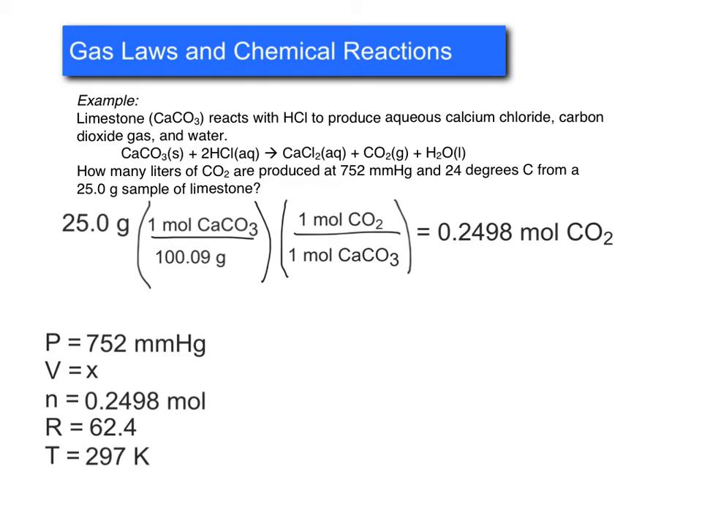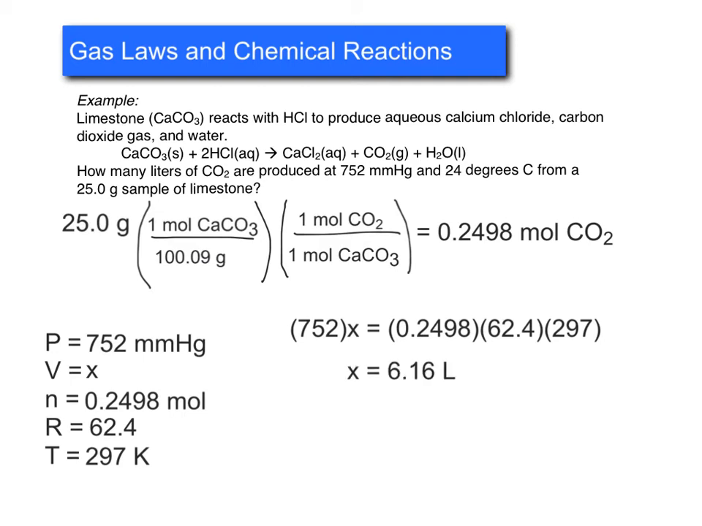Now we just plug all that into our equation, and we'll have 752 times X is equal to 0.2498 times 62.4 times 297. If we solve for X, just using basic algebra, we get X equals 6.16 liters of CO2, and that's it.